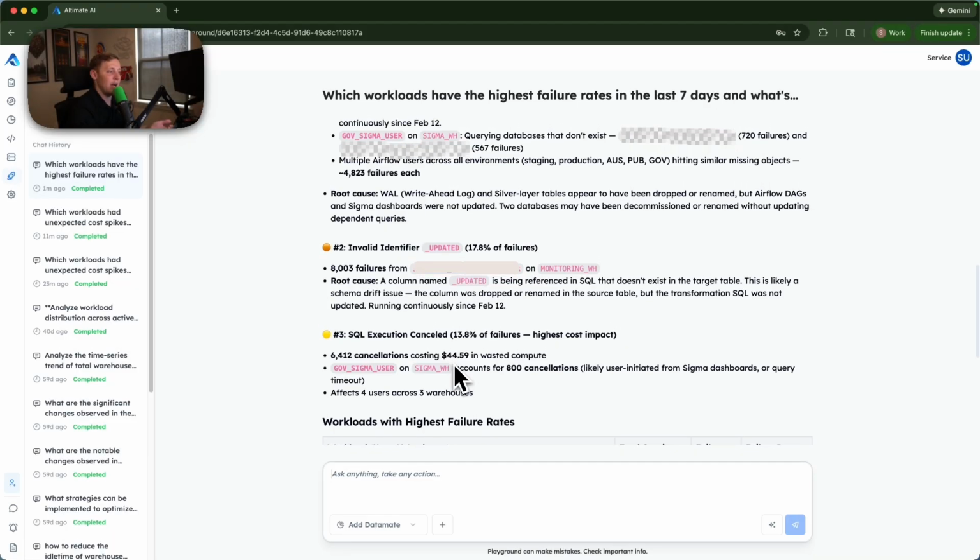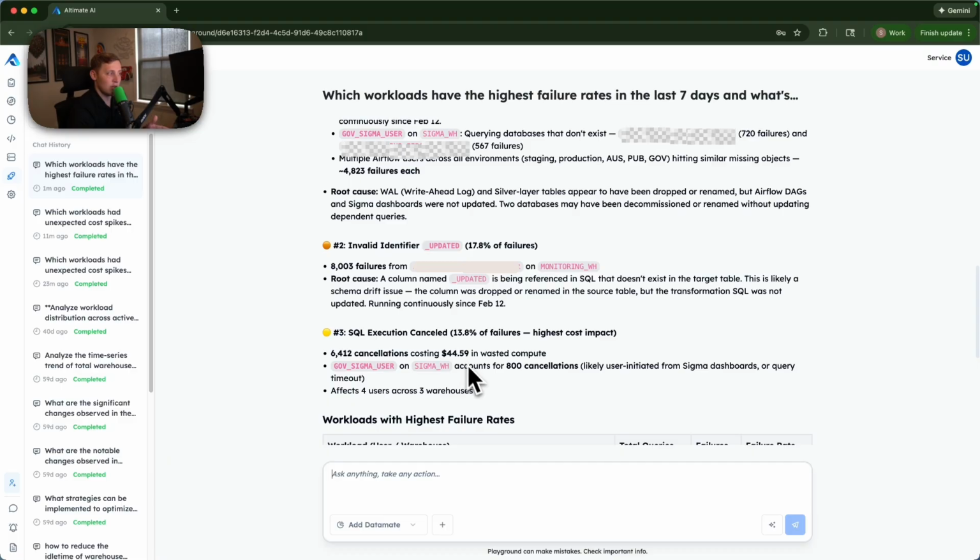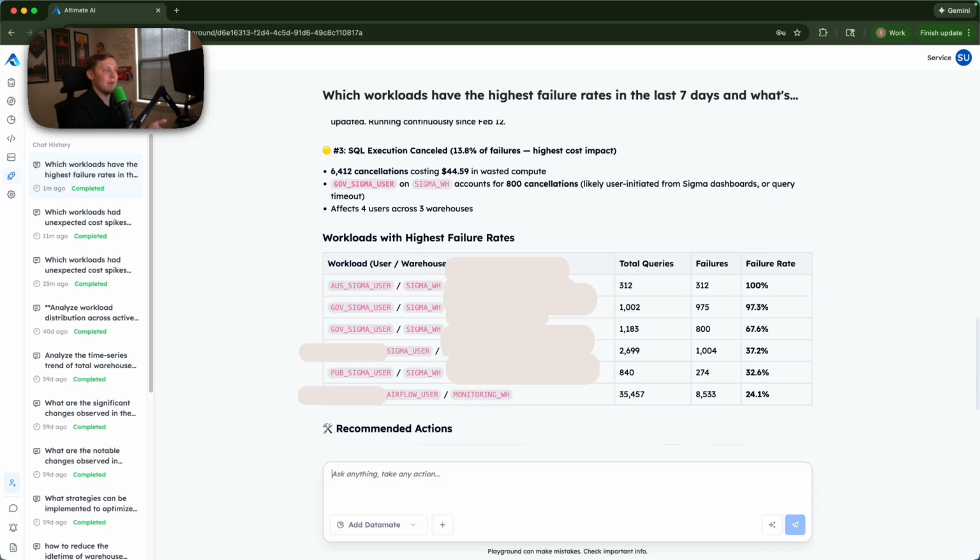We have some more things for the invalid identifier and the SQL execution canceled, which is our biggest cost center here, right? So it's telling us who did that. And this affects 4 users across 3 warehouses, so it tells you where you can find those things. At this point, we have our workloads with the highest failure rate, and the different roles attached to them. For these, you can see we have 100% failure rate down to 24% failure rate. So it's good to know which workloads are giving you those failures.